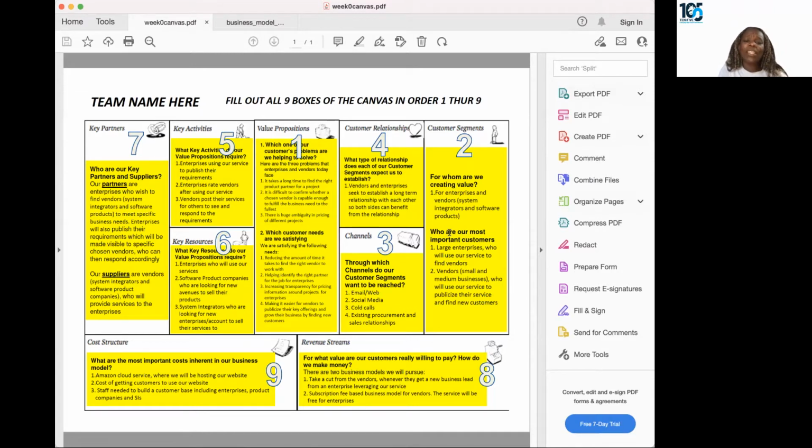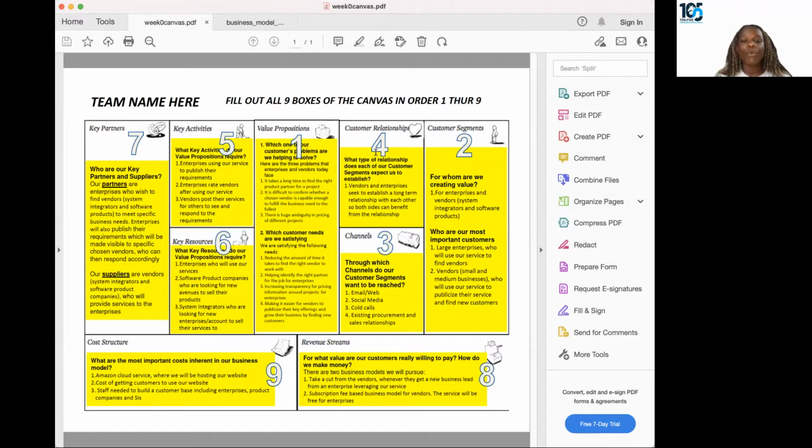And then you want to think about, well, how am I going to do it? Through which channels do our customer segments want to be reached? So how are you connecting with your customers? How are you providing that value that you're promising? And so is it through email? Is it through web? Is it social media? Are you cold calling? What are the ways that you're going to provide that value?